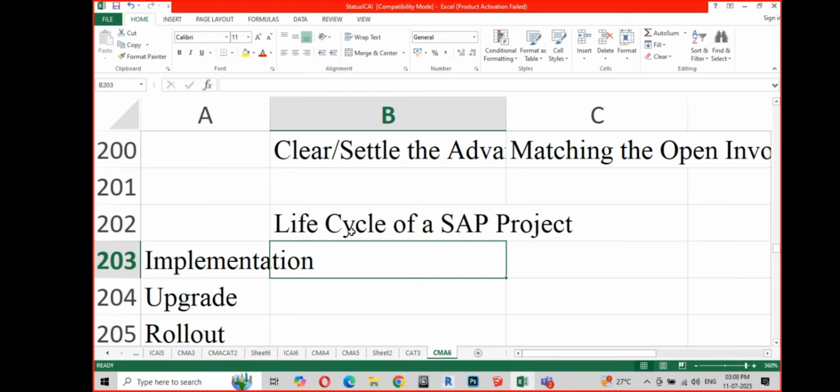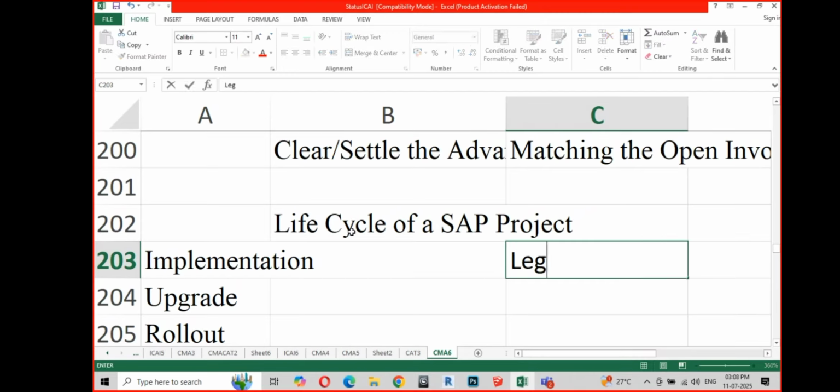Whatever it was doing in the non-SAP system, what is a non-SAP system called? It is called a legacy system, which I've already told you in the very initial discussions. So it is the movement of legacy to SAP, non-SAP to SAP. So it starts from scratch.